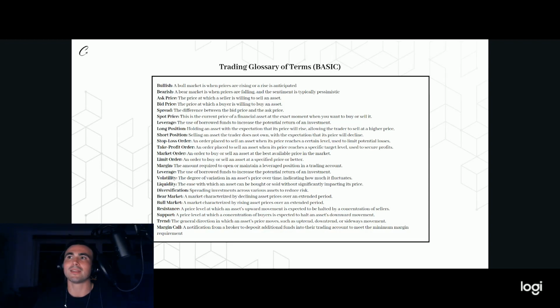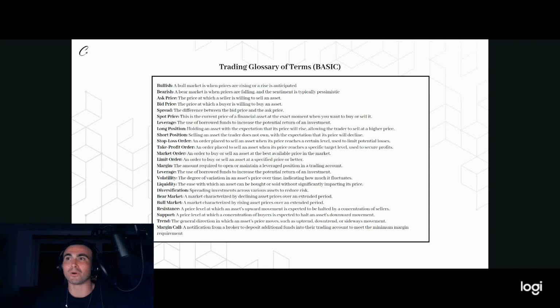Ask price. The price at which a seller is willing to sell an asset. Bid price. The price at which a buyer is willing to buy an asset. Spread. The difference between the bid price and the ask price. When there's low volume on the order books, the spread price tends to be quite large. When there's lots of volume, lots of liquidity, the spread price tends to be quite small or at a point of equilibrium. Spot price. This is the current price of a financial asset at the exact moment when you want to buy or sell it.